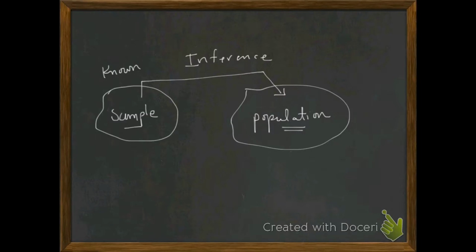We can find a standard deviation of it. We can look at a histogram of the sample. We can look at a box plot. But what we're trying to make an inference about is unknown. The other direction is called probability.